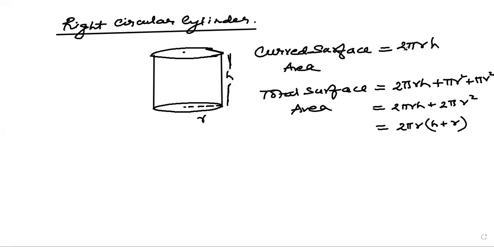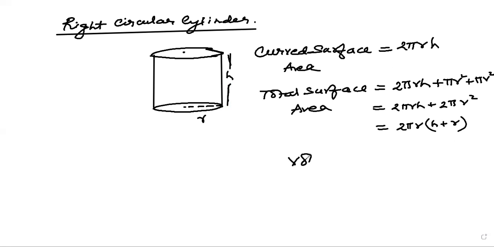So देखो formula में same 2 है, same pi है, same r है, लेकिन इधर curved surface area में h अकेला है, इधर खाली h plus r कर दो ताकि ये बड़ा number हो जाएगा. So remember curved surface area 2 pi r h. Total surface area 2 pi r (h plus r).